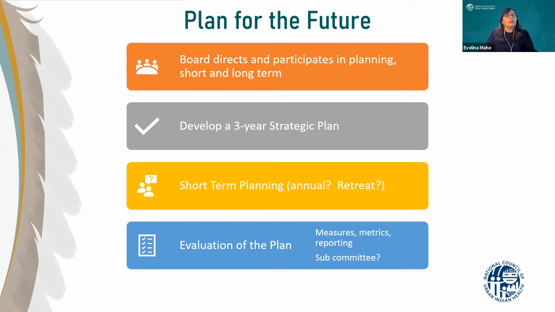We also want to make sure that when we're doing the short-term planning, is it annual? Is it consistently at the same time, season of the year? A lot of that is based on regulatory agencies or reporting time frames or funding sources. So there's a lot of logistics that go into that. And the last part of that is the evaluation of the plan. We want to make sure that we have adequate and appropriate measures, metrics and reporting mechanisms. Do we develop a subcommittee to begin to talk into those different areas and focus? Next slide, please.